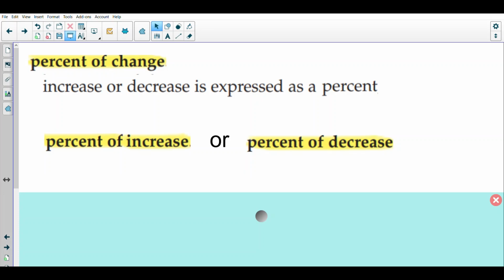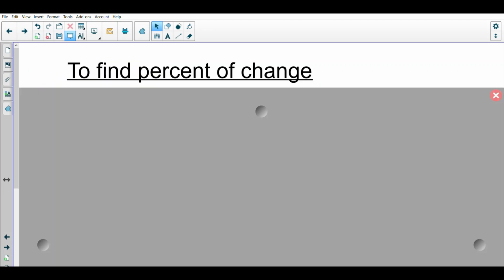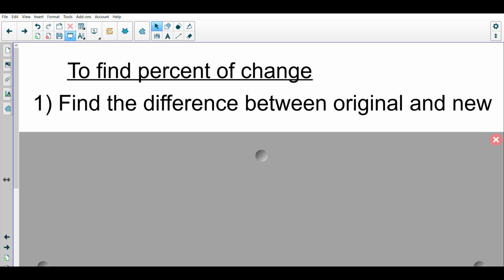Now, the procedures, there's multiple of them, so we're going to go through them here slide by slide. If we just need to find the percent of change, I didn't list it, but the very first thing, before even the number one on the list, is: is it an increase or a decrease? It's pretty obvious which one it is. Once you identify that, you find the difference between the original and the new. So you just subtract the two.